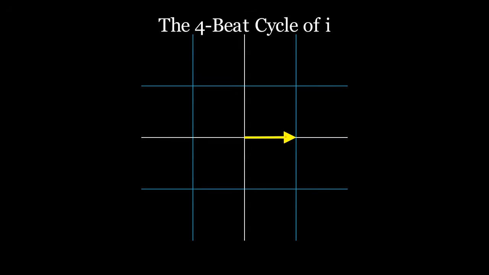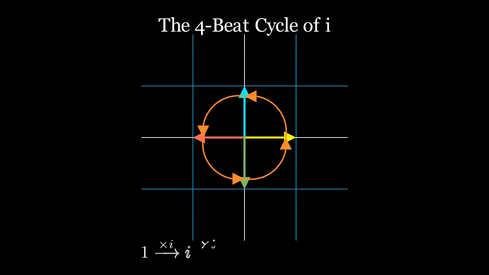We start at 1. Multiply by i, and we rotate 90 degrees to i. Multiply by i again, which is i squared, and we do another 90-degree turn, landing precisely on -1. Multiply by i a third time, i cubed, and we rotate down to -i. Finally, multiply by i a fourth time, i to the fourth, and we complete the full 360-degree circle, arriving exactly back where we started at +1. This is the 4-beat heartbeat of complex numbers: turn, flip, turn, reset. It's an engine of continuous rotation.